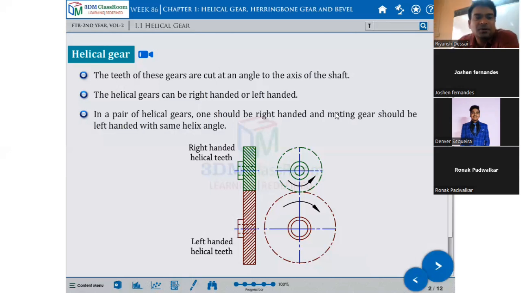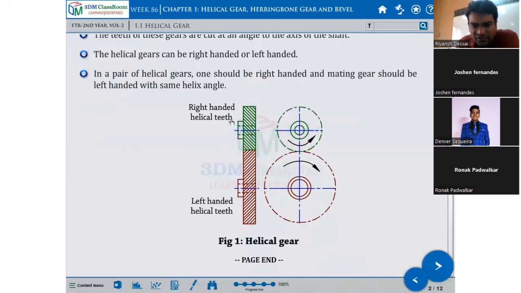In this type of gear, the helical gear, the teeth are cut at an angle to the axis of the shaft. And helical gears can be right-hand or left-hand. In a pair of helical gears, one should be right-handed and the mating gear should be left-handed, with the same helix angle. The helix angle should be the same.